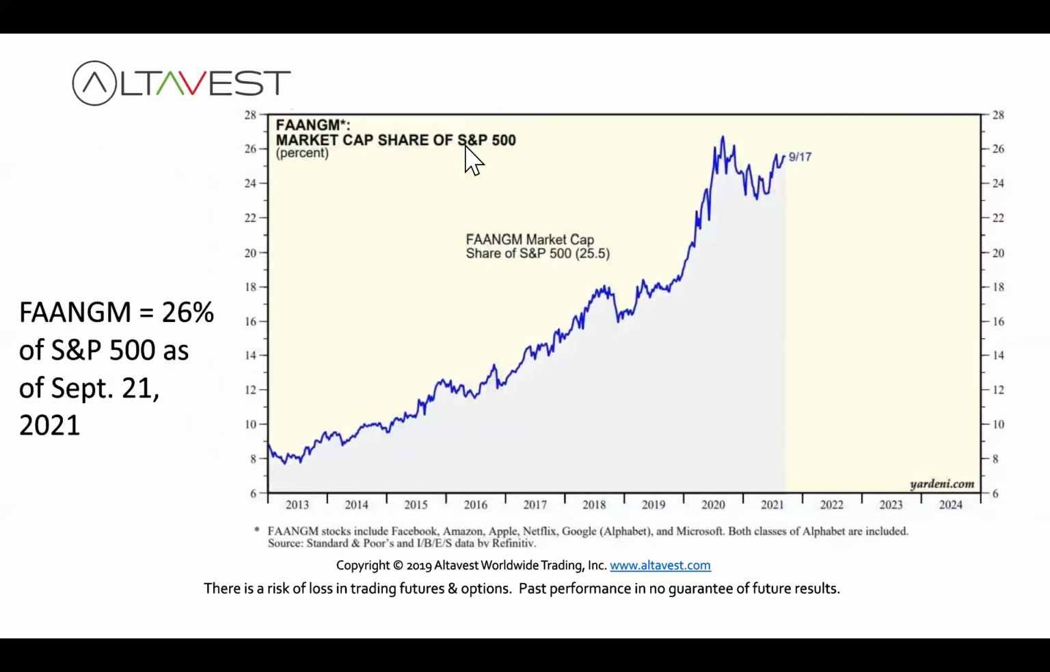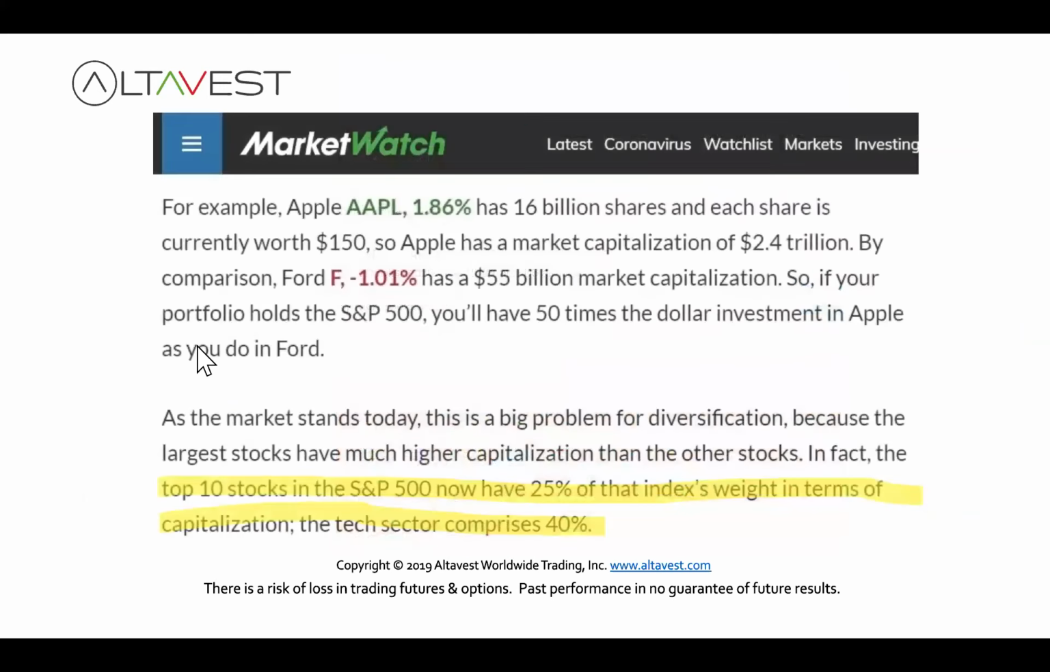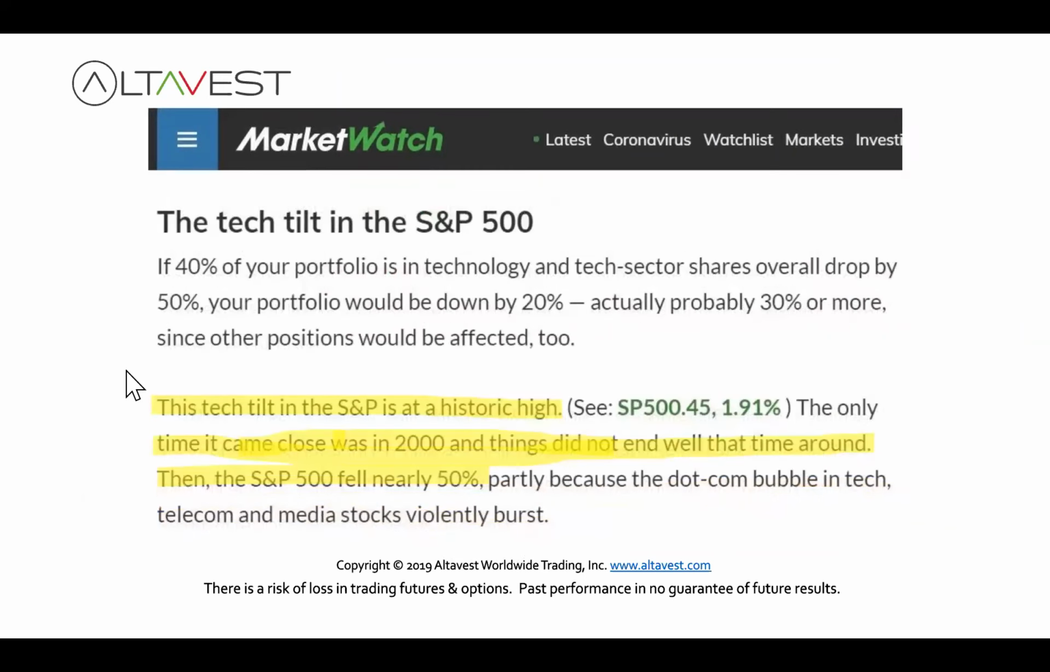Look at this. Big tech, just the FANG, those 5 or 6 stocks, makes up 26% of the S&P 500 now. And if you think you're diversified in an index fund, you're probably not. The top 10 stocks in the S&P have 25% of that index's weight in terms of capitalization, and the tech sector makes up 40%. So it's something we just talked about. And here's the tech tilt, they call it. It's at a historic high. The only time it was this close was in 2000, and things, of course, did not end well that time around. The S&P subsequently fell nearly 50%.